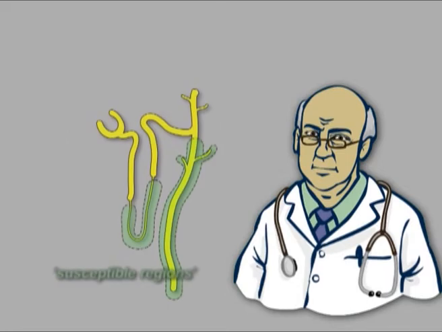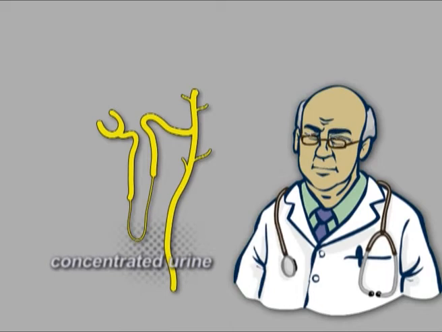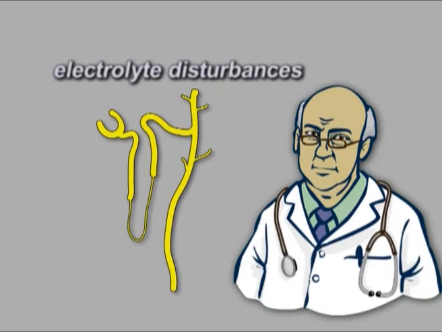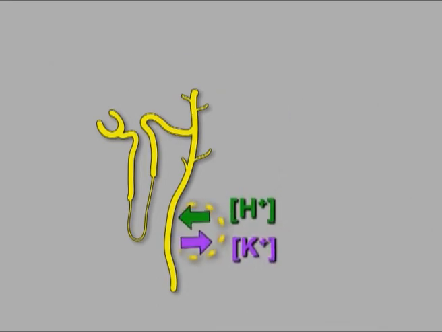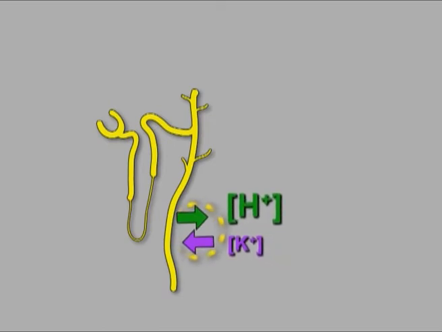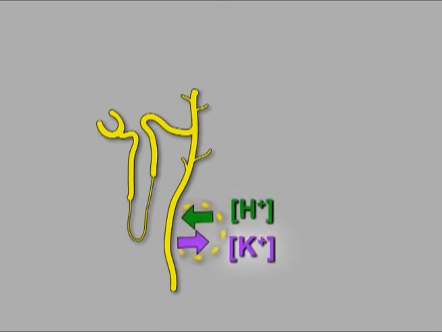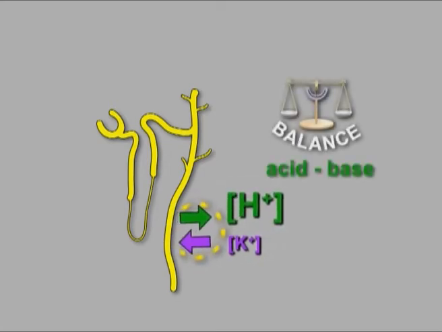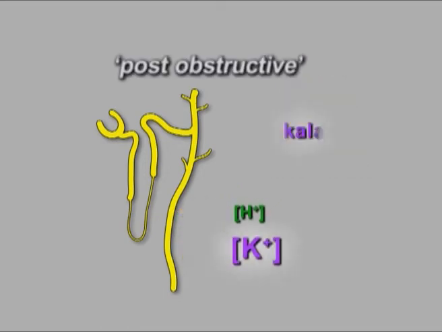If we just dwell on these nephron regions that are particularly susceptible to the obstructive insult, then it should be clear that, in addition to the problem of producing a concentrated urine, certain electrolyte disturbances are also common. As we have established, the collecting ducts are the principal sites for potassium and hydrogen ion regulation. It is not unusual to detect a wide range of perturbations specific for these ions, and problems with acid-base balance may also follow. In the case of post-obstructive problems, hypokalemia is one of the more common presentations.